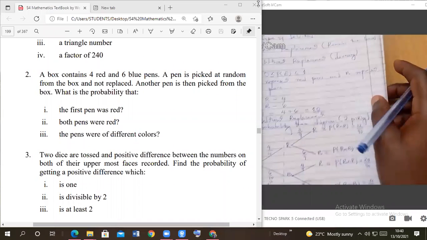So can we answer the question now? Members, can we answer the question now? Yes. What is the question saying? The first pen was red.